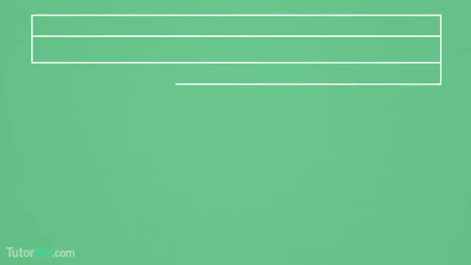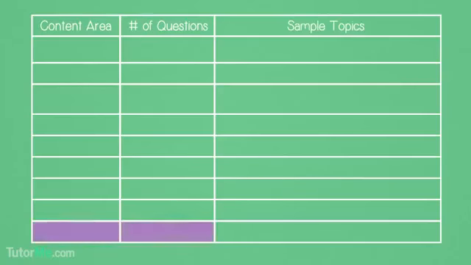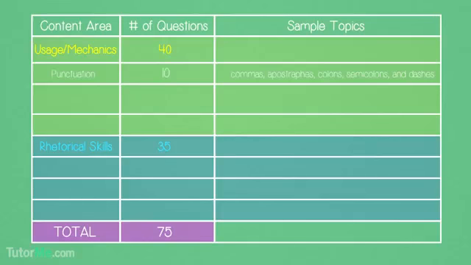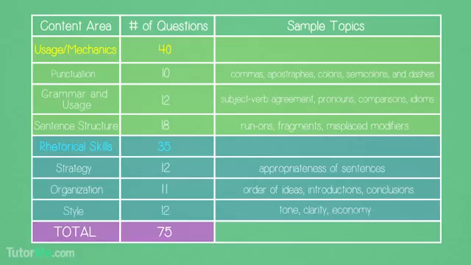Let's break down the topics that make up the 75 questions you'll encounter on the English test. These are rough estimates or educated guesses based on hundreds of past tests. The test will be broken up into 2 main topics: 40 questions on usage and mechanics and 35 questions on rhetorical skills. Usage and mechanics consists of 10 questions on punctuation, 12 questions on grammar and usage, and 18 questions on sentence structure. Rhetorical skills consist of 12 questions on strategy, 11 questions on organization, and 12 questions on style.